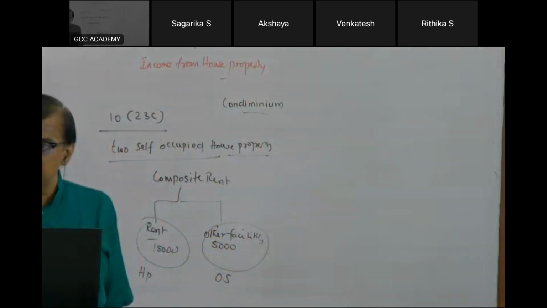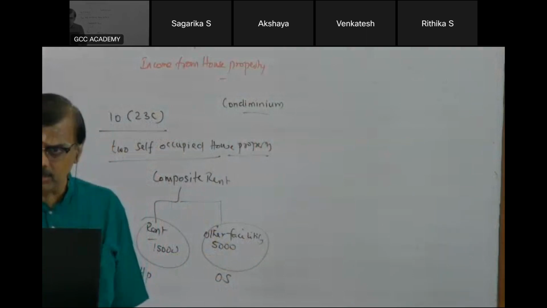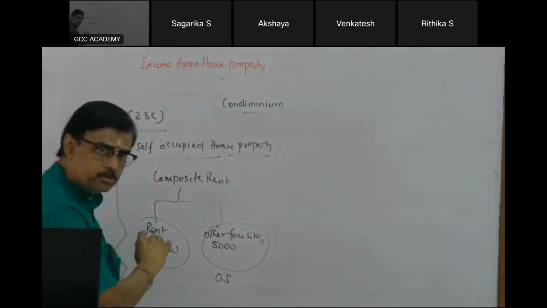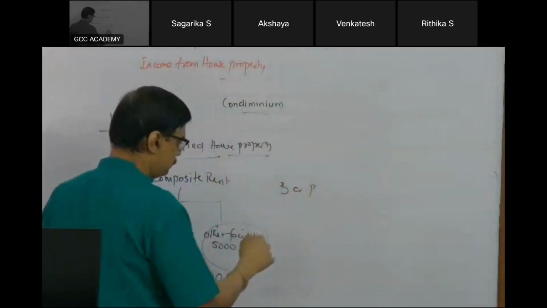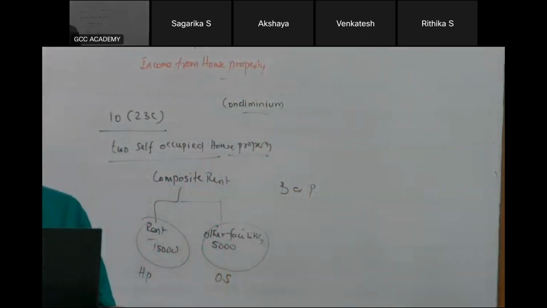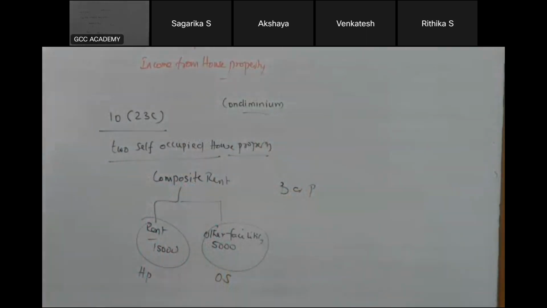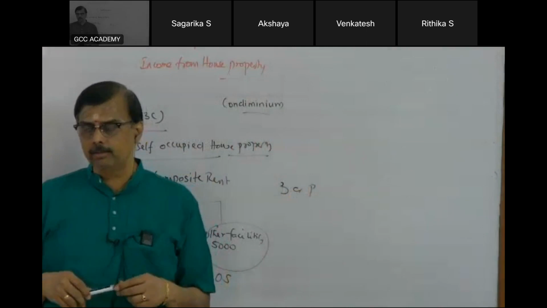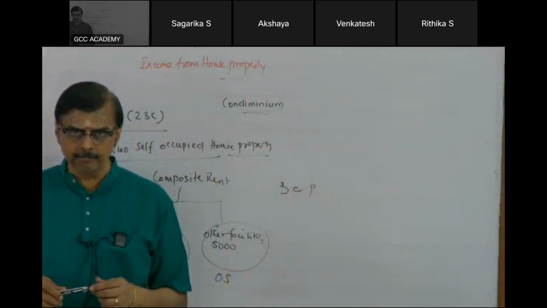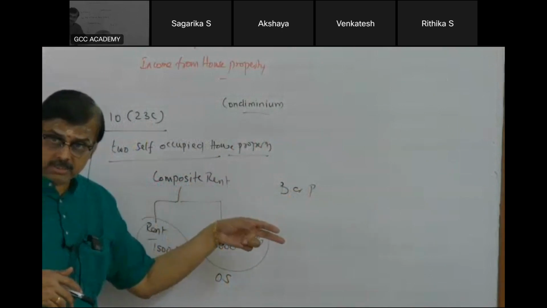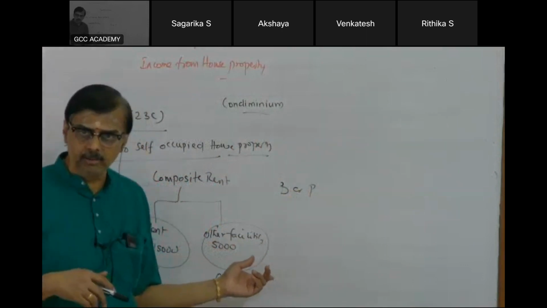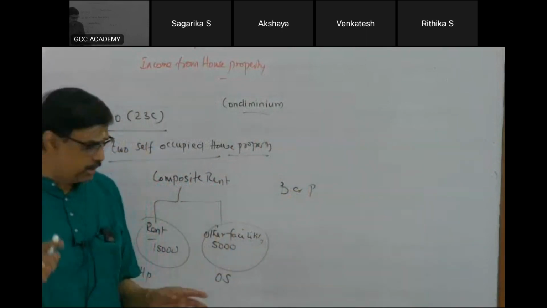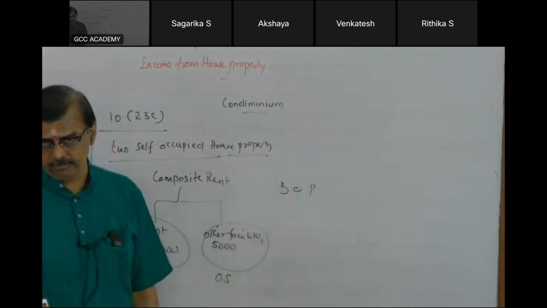If you have multiple houses like this, when you are letting them out, carefully observe. The rental portion goes to house property income, but this will go to what? Business or profession. If you have multiple houses, the rental part goes to income from house property and the other facilities go to business or profession. If it is one house, sorry, other sources.